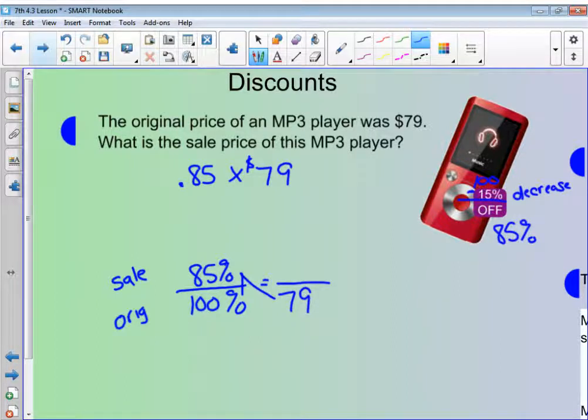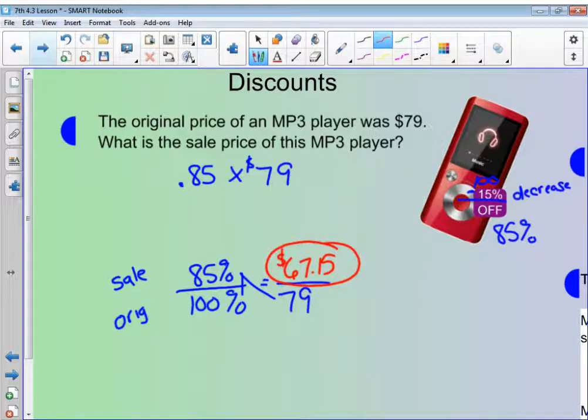I'm not going to punch it in as 0.85. I can if I want to, but then I have to remember that 100%, I also have to punch in as its decimal form of 1. So I'm just going to leave it as times 85 and then divide it by 100. Because I'm working with percentages in two different situations, they'll cancel each other out. So 67.15.